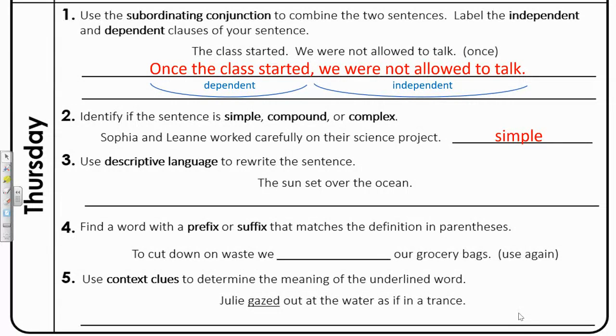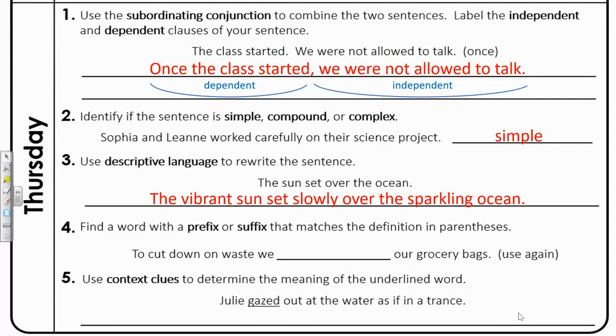Number 3, use descriptive language to rewrite the sentence. The sun set over the ocean. I love these ones. Let's see what I added to this one. I wrote the vibrant sun, using the adjective vibrant, set slowly, there's an adverb telling how it's set, over the sparkling ocean. And I had to put one more adjective in there to describe what kind of ocean. So make sure that you add a couple things to jazz up that sentence and improve it and make it much more interesting to read.